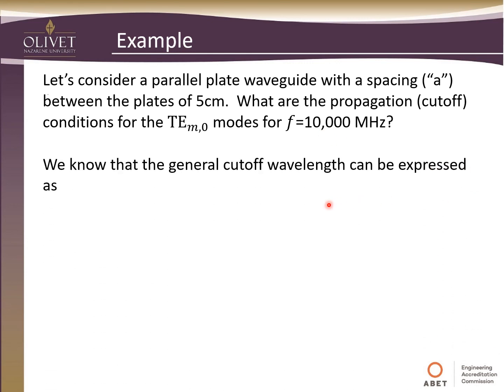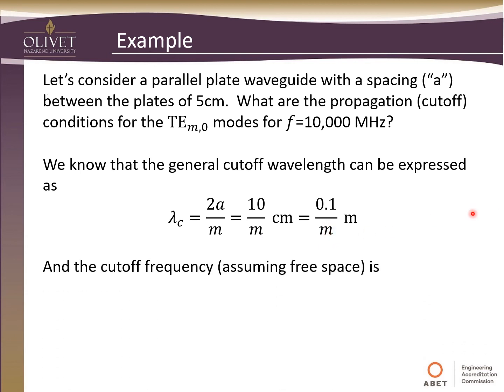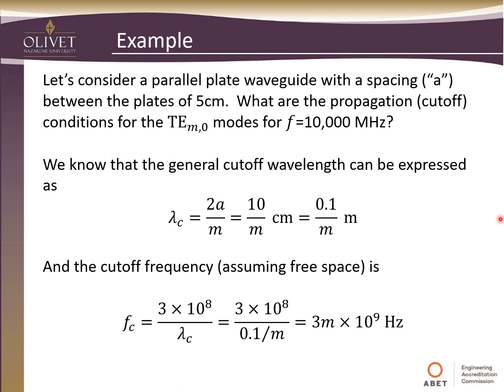Well, we know that the general cutoff wavelength can be expressed as 2a over m. So in this case, that would be 10 centimeters, or 0.1 meter over m. And the cutoff frequency, again, we're assuming free space is what's in the guide. You could technically have a dielectric in the waveguide, but that's very uncommon. It's going to be 3 times 10 to the 8, the speed of light, over our cutoff wavelength. And so in this case, it's 3m times 10 to the 9 hertz.